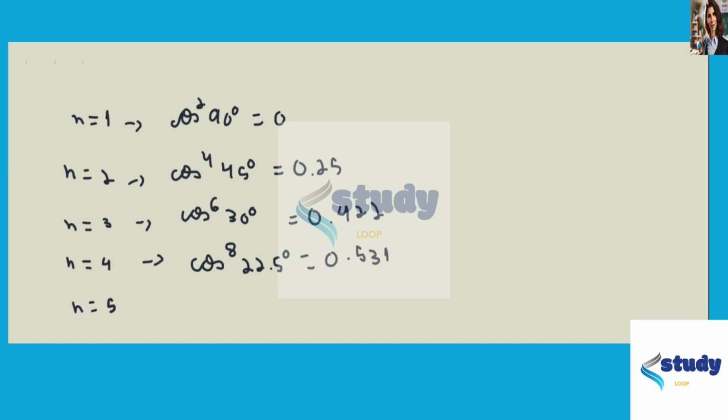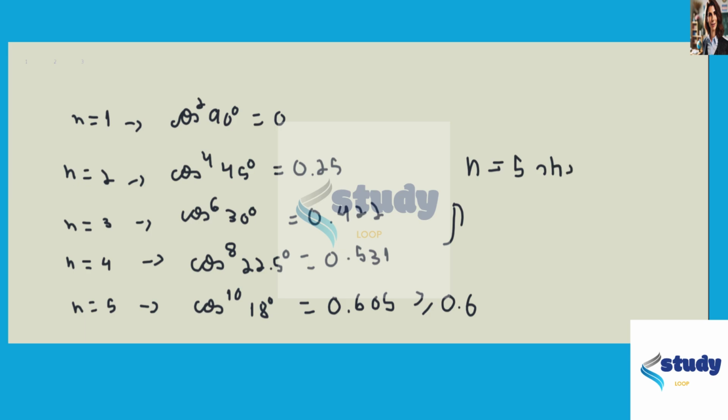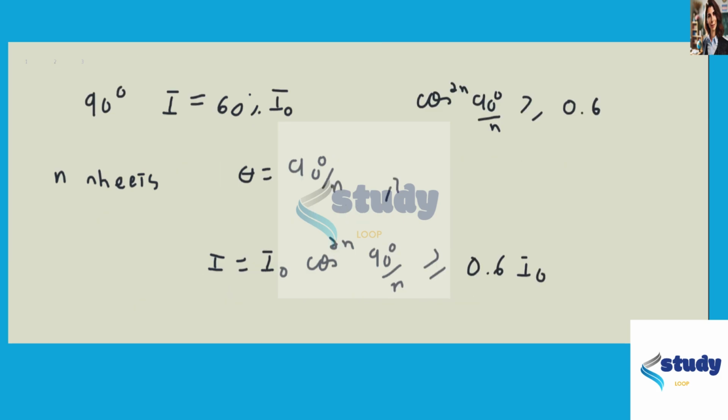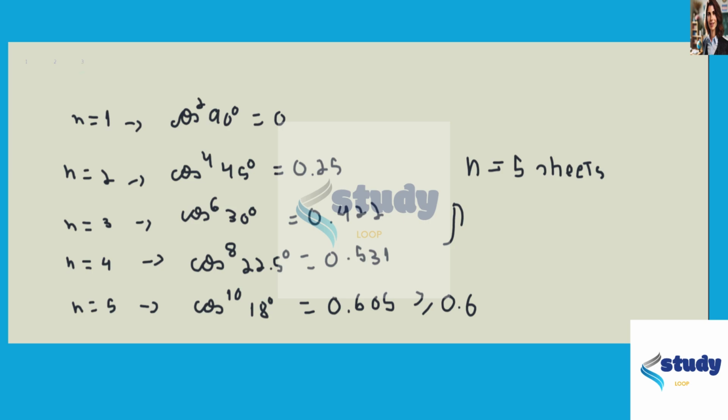N equals 5. Cosine to the 10th of 18 degrees. This is 0.605. This is greater or equal to 0.6. So we just need n equals 5 sheets of polarization, making the angle between them theta equal to 90 degrees divided by n, so 18 degrees.